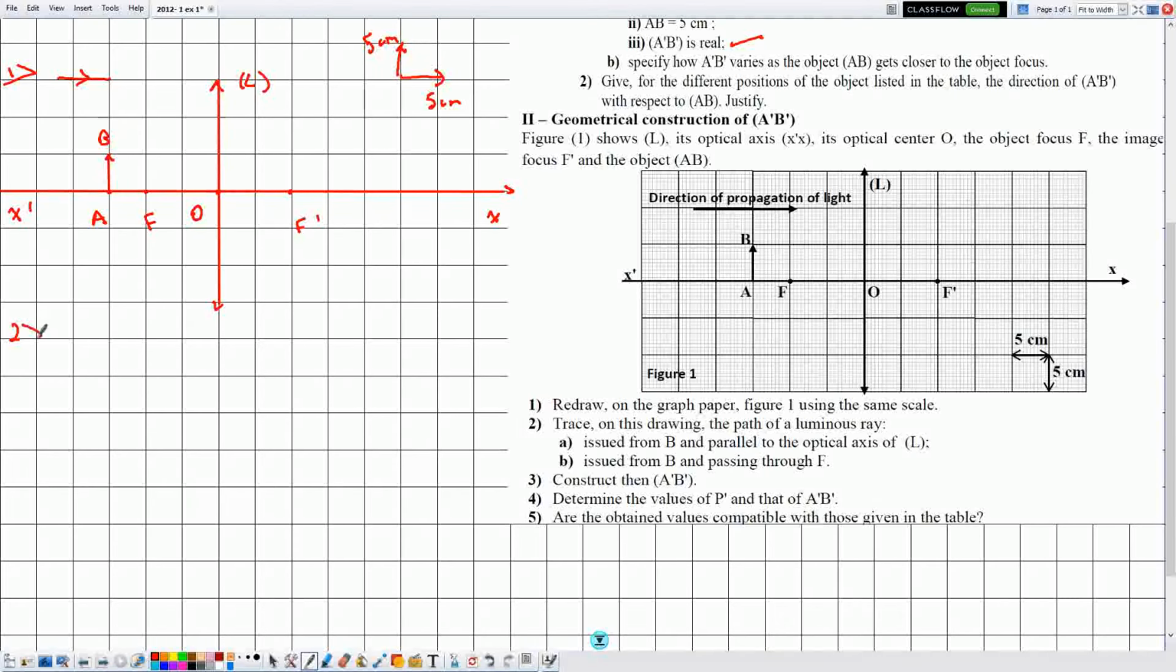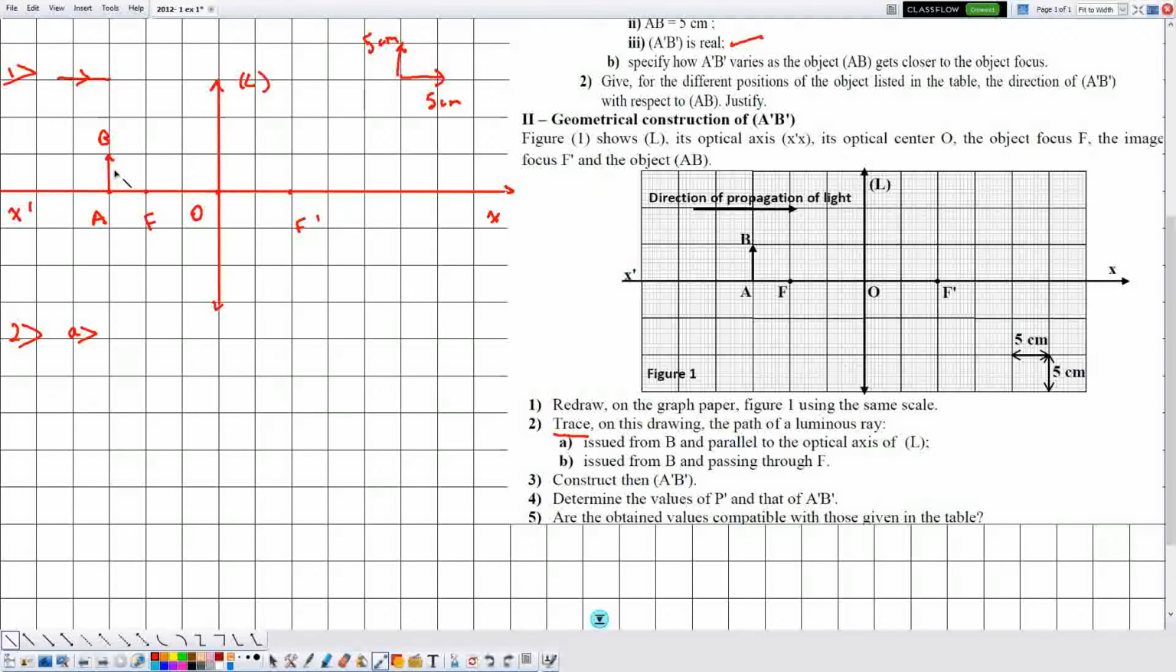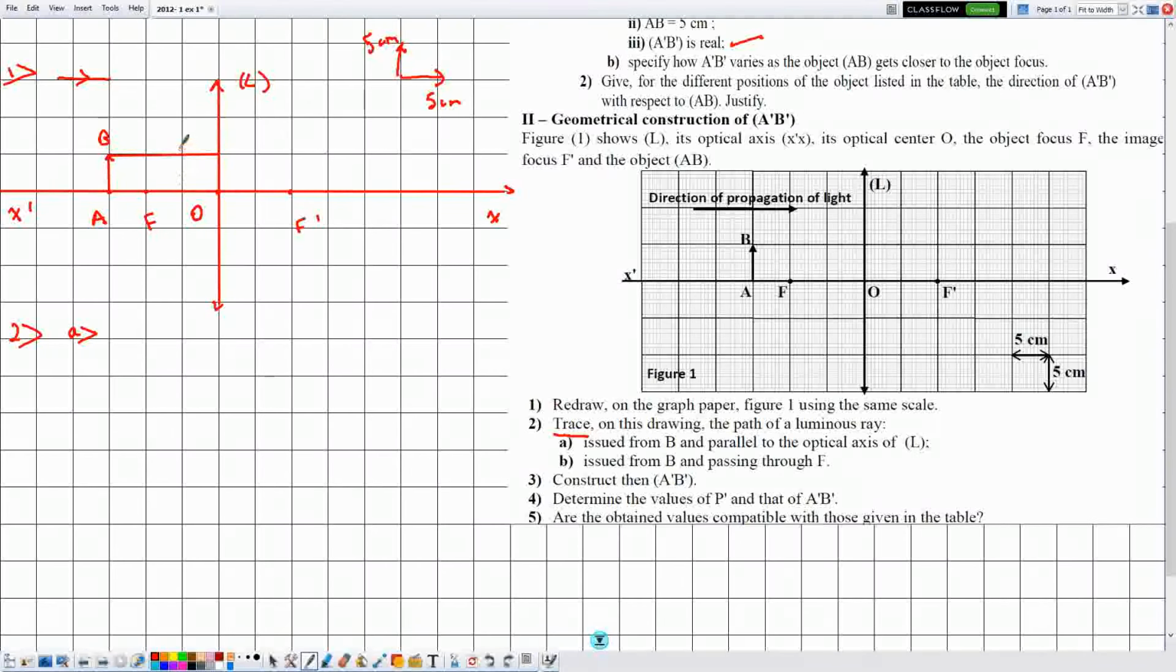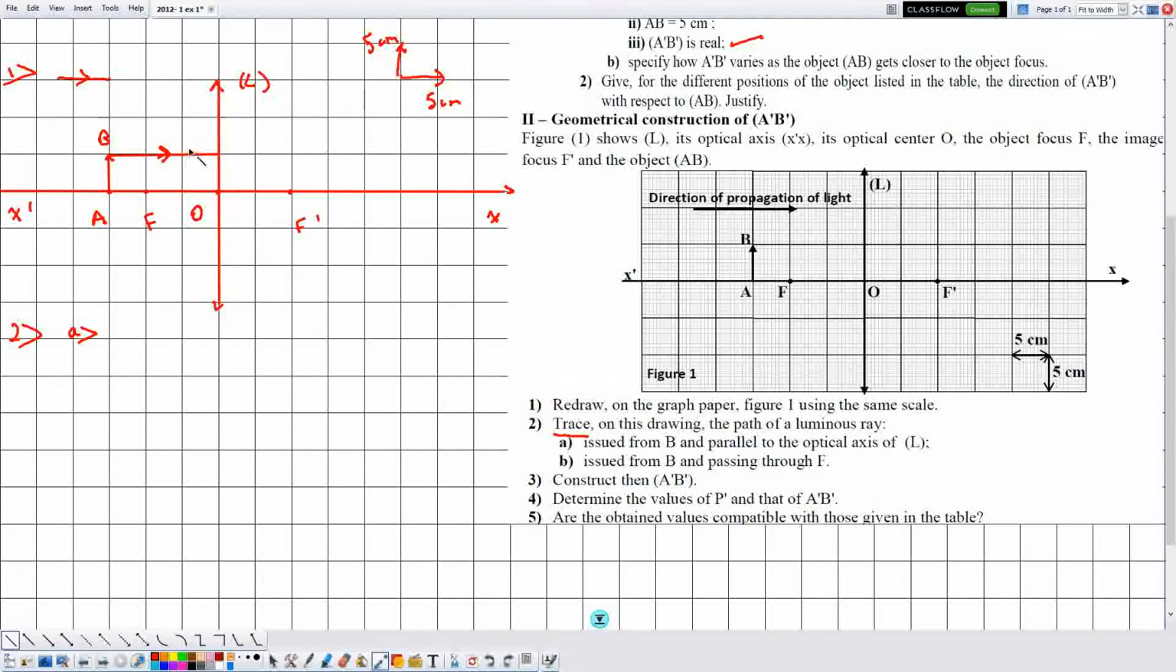Now part 2, they are telling me to trace on this drawing the path of a luminous ray issued from B and parallel to the optical axis of L. They told me to trace, no need to justify anything. So part A, this is an incident ray issued from B and parallel to the optical axis. And we don't forget arrows on light rays. We know that an incident parallel ray always is related to the image focus. Therefore it emerges passing through the image focus like this.